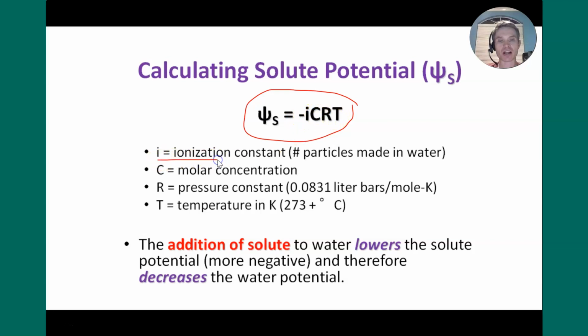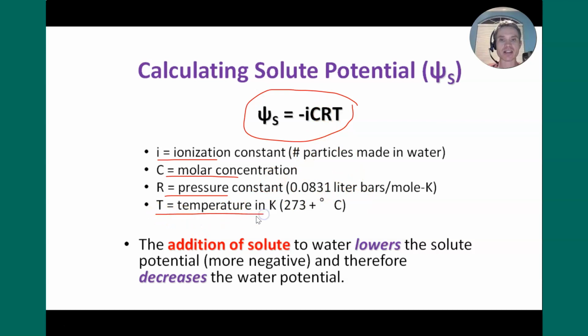i represents the ionization constant, and so that's the number of particles made in water. I will give you this number. Glucose and sucrose have an ionization number of 1, whereas sodium chloride has an ionization number of 2. So just read the question, it will tell you what to do. C is the molecular concentration. Once again, that's going to be given in the question. R is the pressure constant. I will give you that constant, you just plug it in.